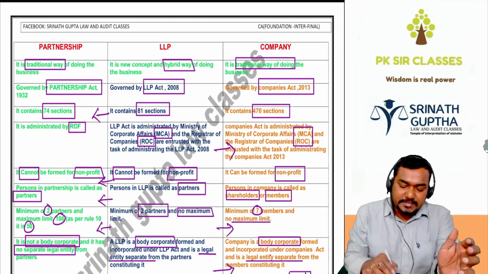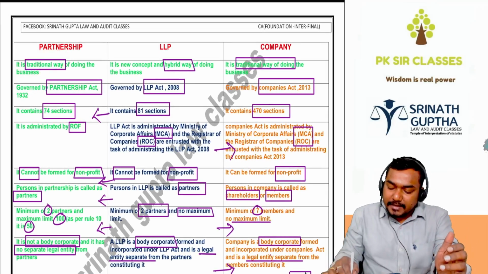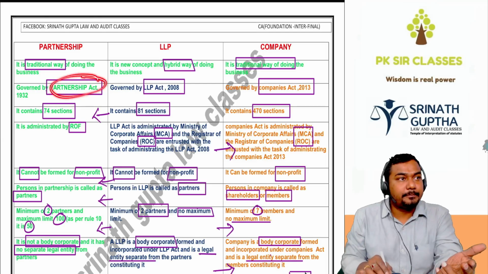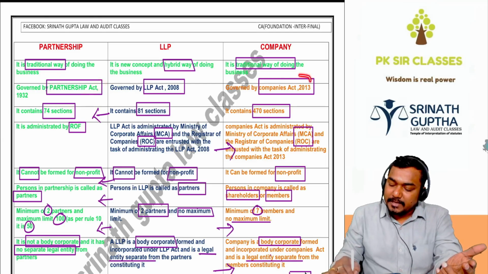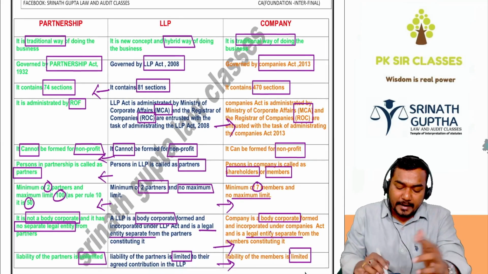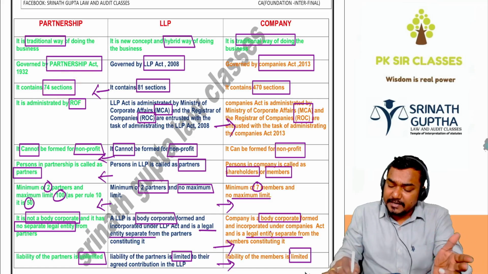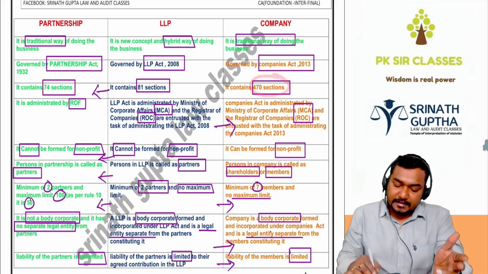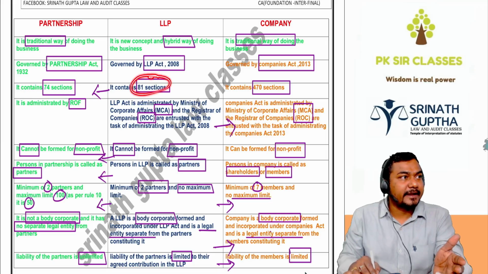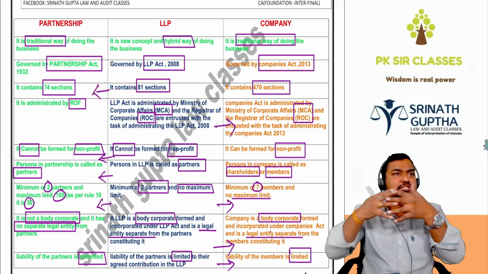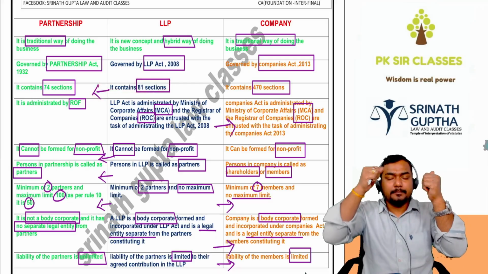So partnership is a traditional way of doing business. Company also is a traditional way, and LLP is a hybrid way of doing business. Partnership is governed by the Partnership Act. Company is governed by the Companies Act. LLP is governed by the LLP Act. The Partnership Act contains 74 sections, and the LLP Act contains only 81 sections. We are taking this feature from the partnership. LLP is a merger or combination of both company and partnership.